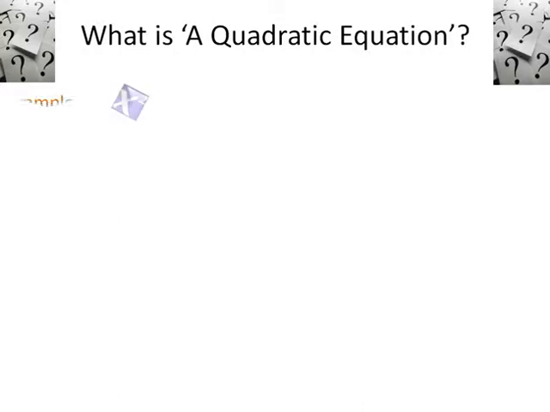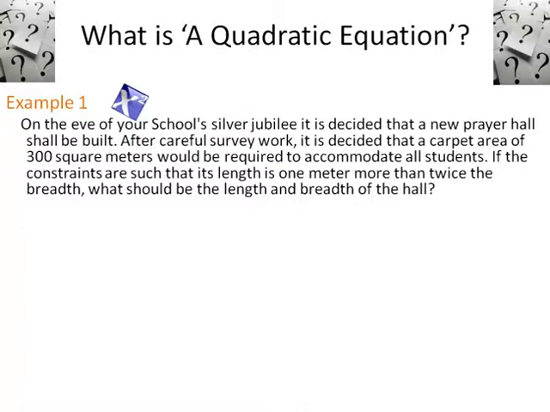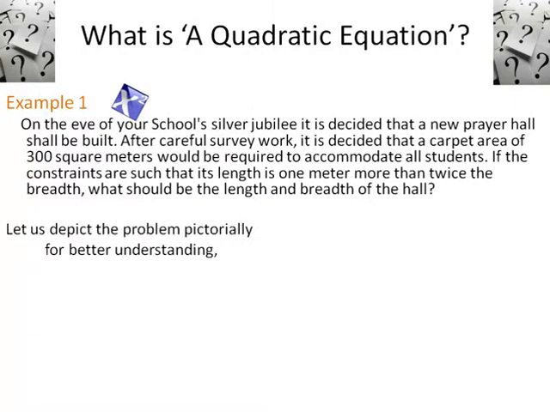So what is a quadratic equation? Let us try to understand with the help of an example. On the eve of your school's Silver Jubilee, it is decided that a new prayer hall shall be built for you people. After careful survey work, it is decided that a carpet area of 300 square meters would be required to accommodate all students. If the constraints are such that its length is 1 meter more than twice the breadth, what should be the length and breadth of the hall?